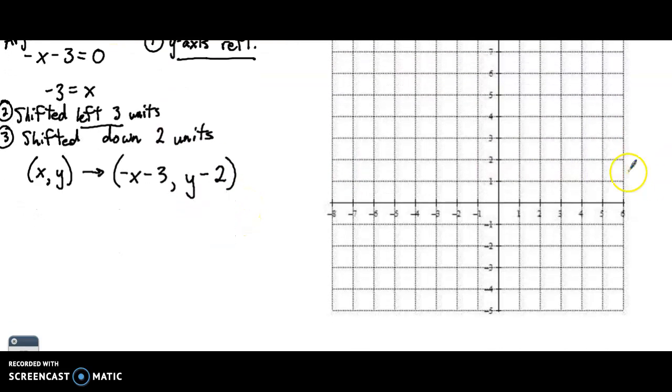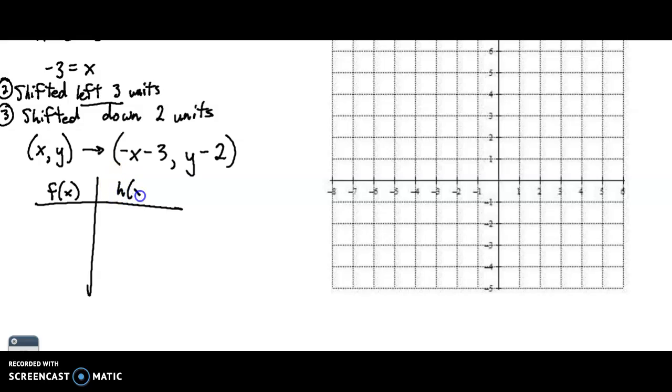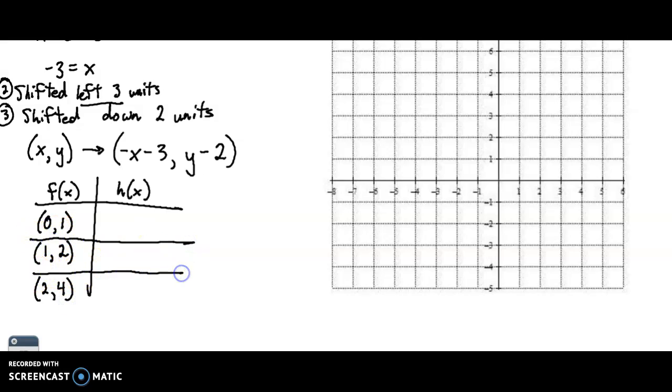So if we did the same ordered pairs as I mentioned, maybe I'll do it this way. I'll just write f of x, was this called h of x? There we go. And again, I'm only going to pick the 3 easy points, like 0, 1, 1, 2, and 2, 4. Those are the ordered pairs for f of x equals 2 to the x. Well, if I follow these rules, I negate the x-coordinate minus 3. I get negative 3 there. And I take the y-coordinate, which is 1 here, minus 2, would be negative 1. So now negate the x-coordinate. So negative 1 minus 3 is negative 4. And then 2 minus 2 would give me 0.